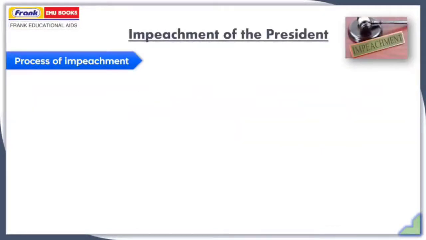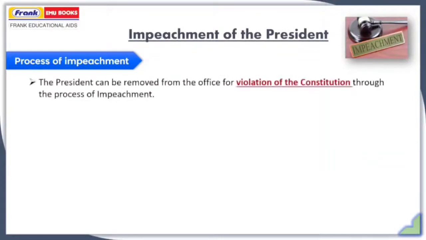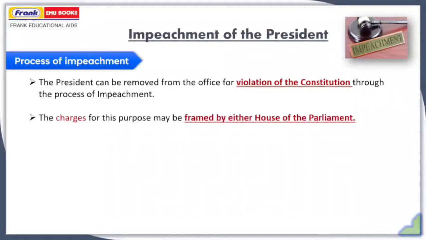Now, what is the process of impeachment? Look, the President can be removed from the office for a violation of the Constitution through the process of impeachment. You must keep in mind, there is only one ground, that is violation of the Constitution. So on this ground, the President of India can be impeached. The charges for this purpose may be framed by either house of the parliament, either by Lok Sabha or Rajya Sabha.